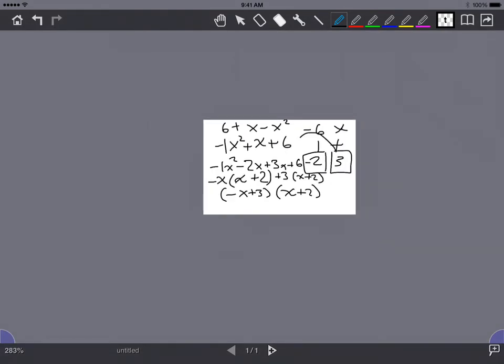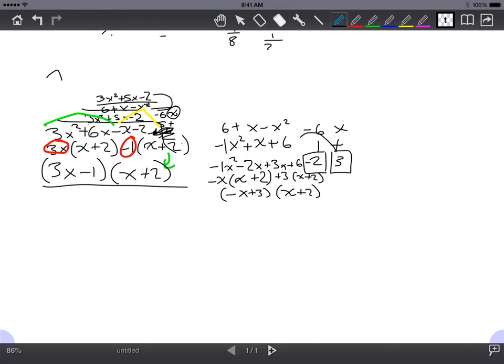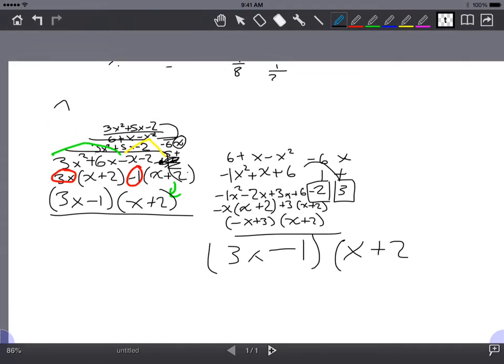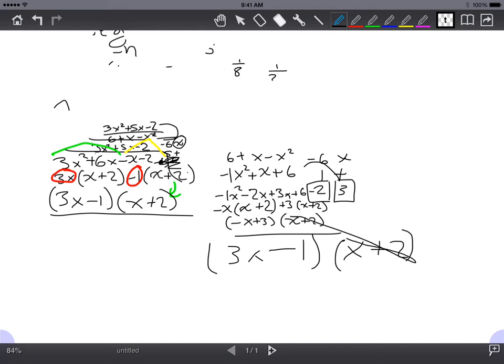And now we have our denominator is 3x minus 1 over x plus 2. X plus 2 is cancelled because we're multiplying, and this is our answer.